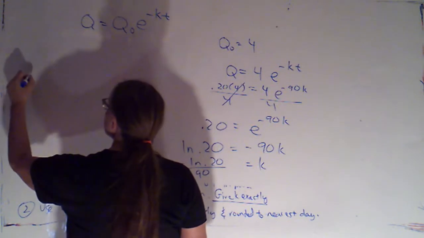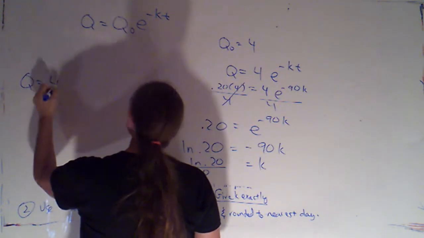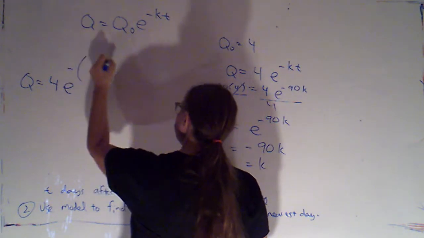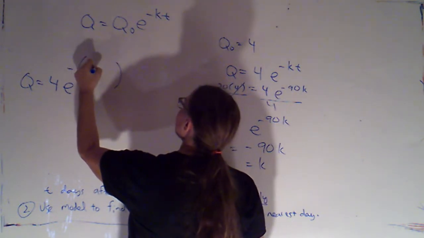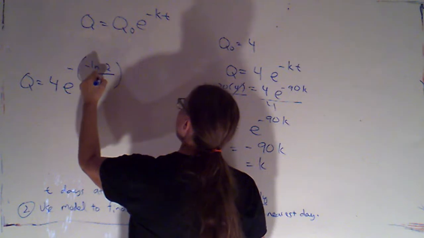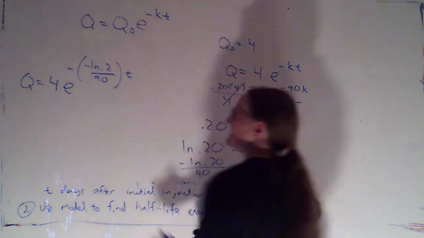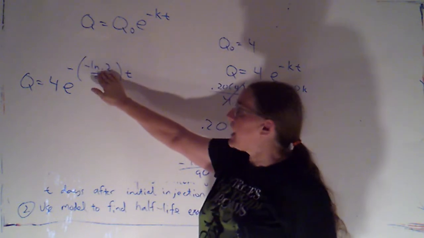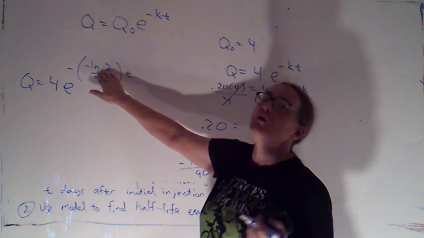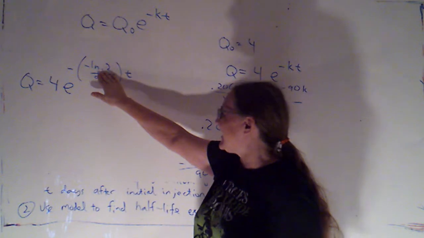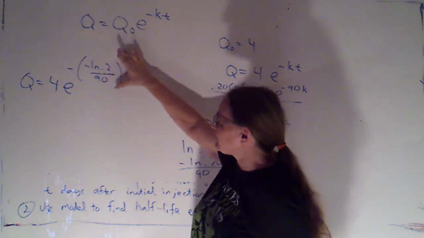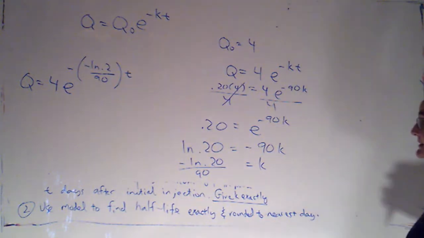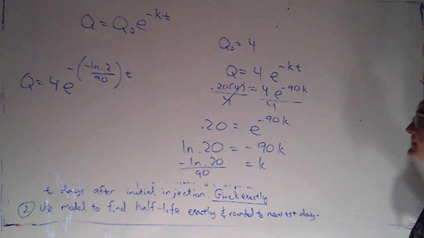So my model is Q equals 4 times e to the negative ln of 0.2 over 90 times t. So the negative there, again, natural log of 0.2 would be a negative number. So we're taking the opposite of that so that this number that I have in parentheses here is actually positive. So that's my answer to the first part.